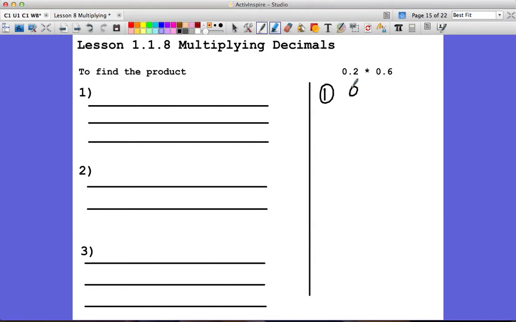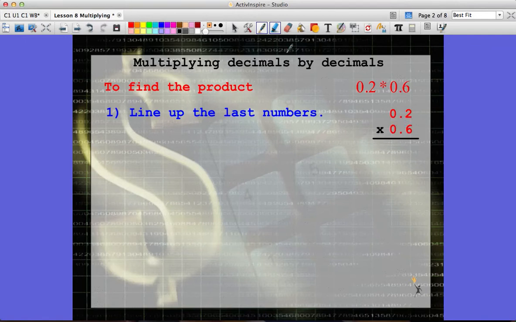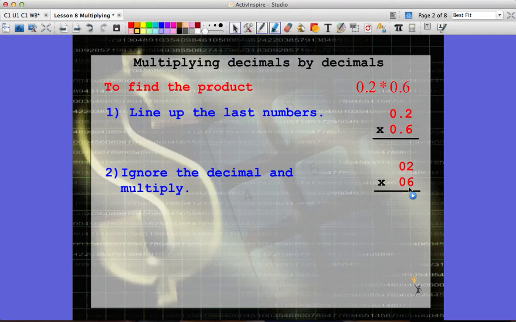Okay, and you did this. Okay, and then I would draw a line and show step 2. Make sure that you're showing all the different steps. Okay, now that we've done that, our next step is ignore the decimal and multiply. We always ignore the decimal until the end. So we go ahead and we multiply.